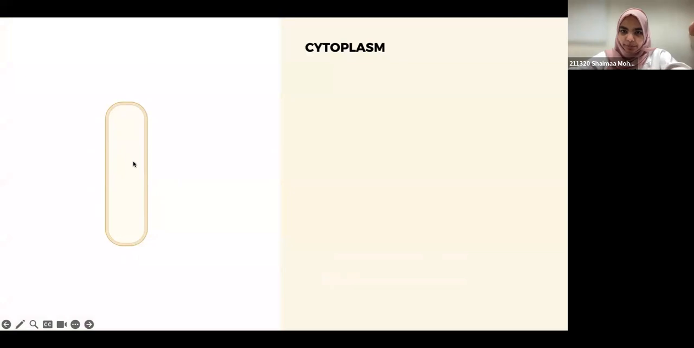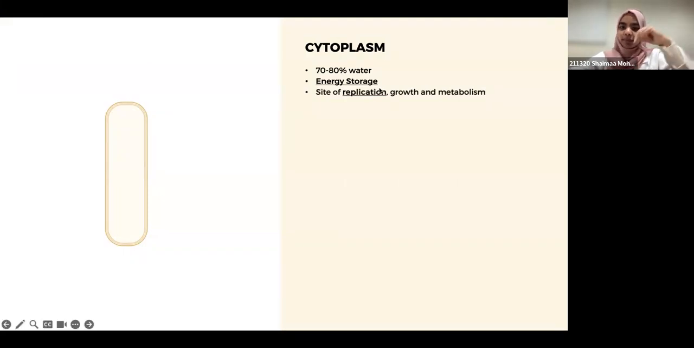So what is the cytoplasm? It's present in every cell. It's made up of mainly water, 70 to 80% water. An important function of cytoplasm is that it contains all the molecules, and therefore it's the energy storage of the bacteria. Cytoplasm is also, very importantly, the site of replication. So if you're asked what is the site of replication in a bacteria, instead of all the other organelles, you can answer cytoplasm. It's also where there's going to be growth and metabolism, which makes sense. So that is basically the cytoplasm.